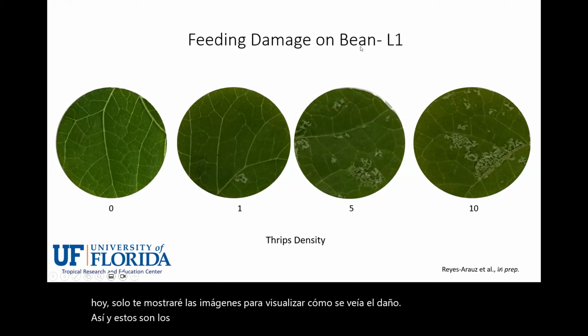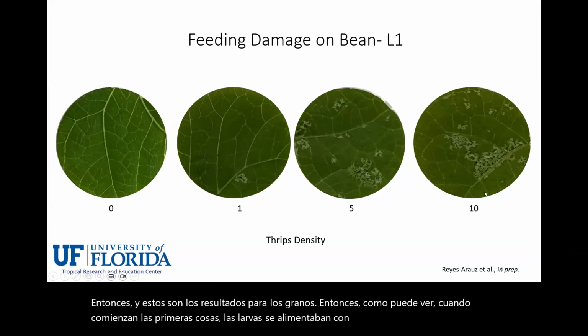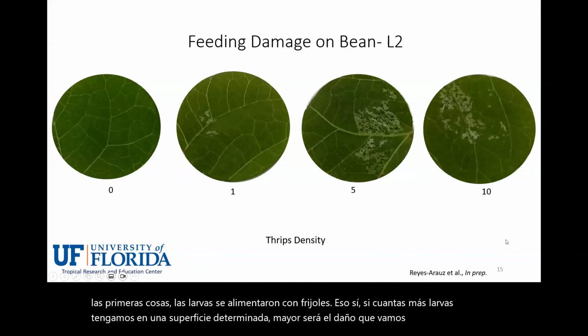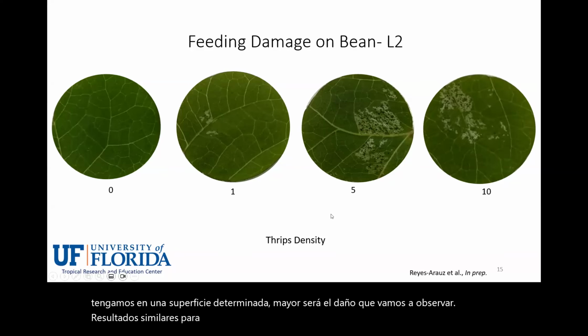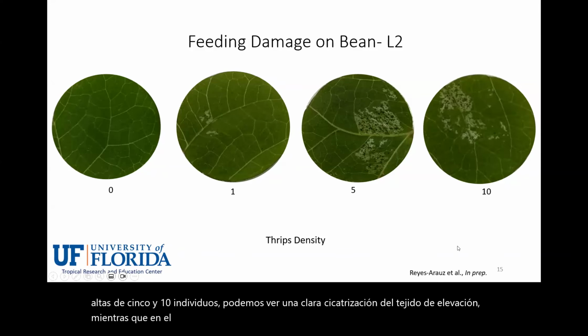So as you can see, when first instar larvae were fed on beans, of course, the more larvae we have on a given surface, the more damage we're going to observe. Similar results for the second instar larvae. Again, at the higher densities of 5 and 10 individuals, we can see a clear scarring of the leaf tissue, while when we have only one individual, the damage is smaller.